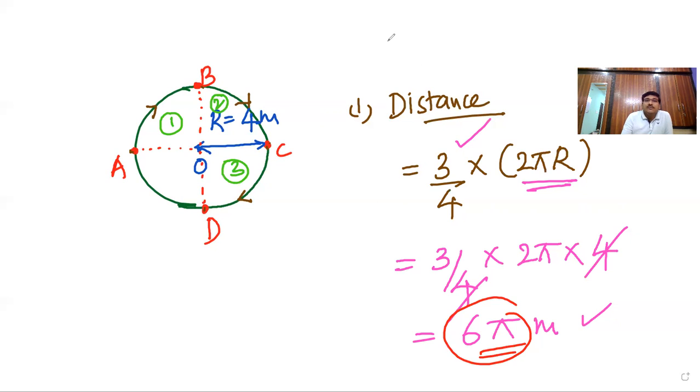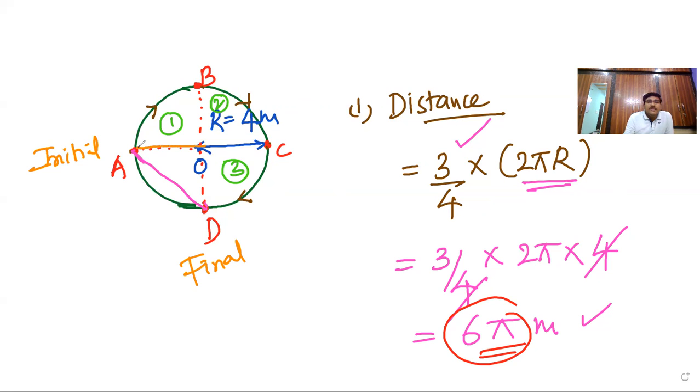Now, what is the displacement? What is displacement we require? Displacement is the shortest distance between the initial point and final point. So length of the straight line joining the initial and final. Here I am highlighting. A is initial point, D is final point. D is final position.